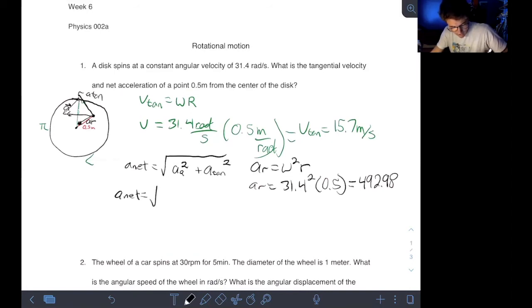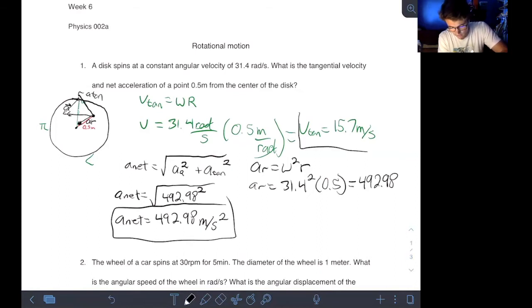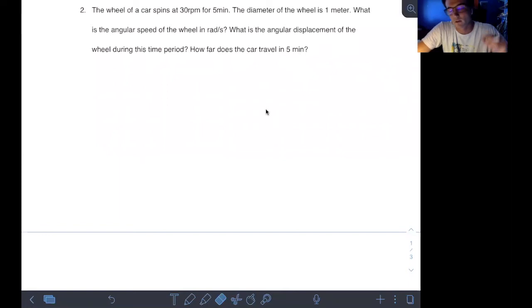That equals the square root of 492.98 squared, and the square root and the square cancel out. So a net equals 492.98 units. Okay, that's the answer right there. So we got our net acceleration. All right, let's do it.